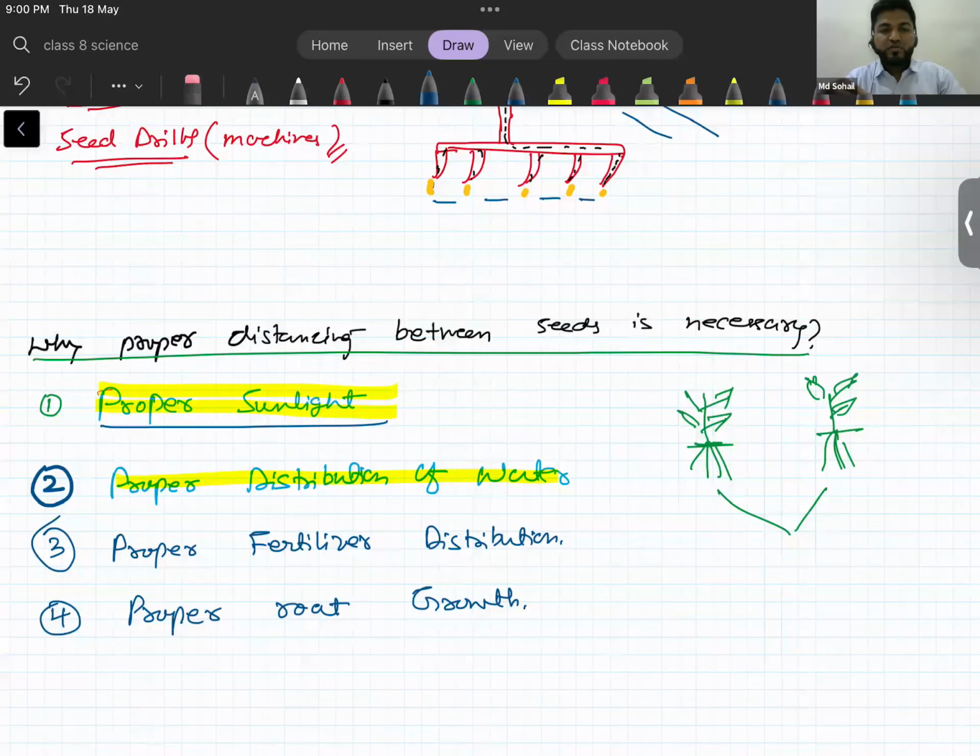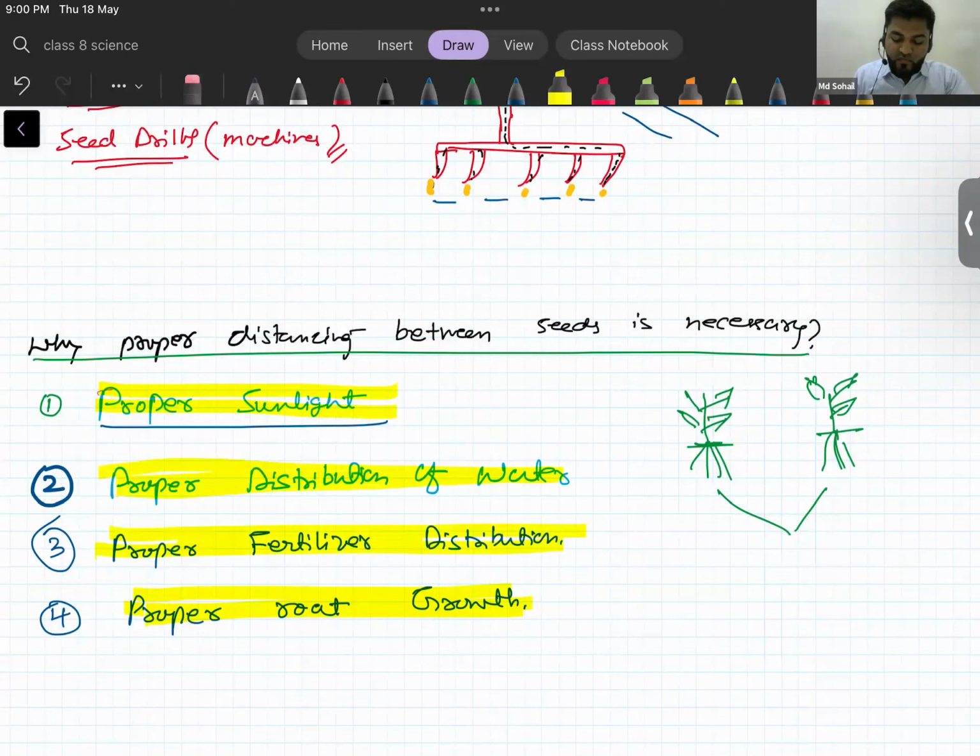So due to this also, there will be obstruction in their growth. To ensure their proper growth also, we keep them at a distance, so that their roots do not overlap each other, right? Okay, so these are the four basic reasons why we ensure the plantation of seeds at a distance.